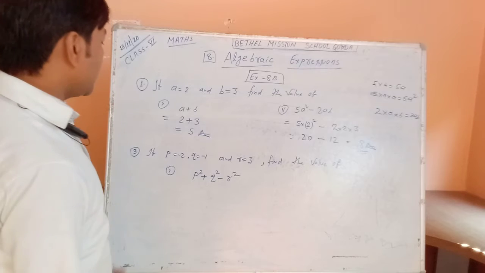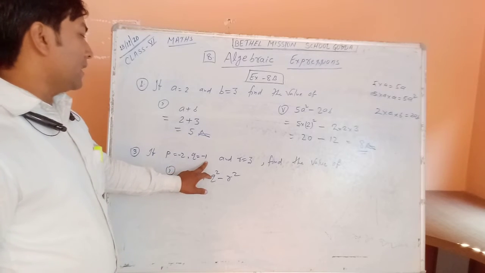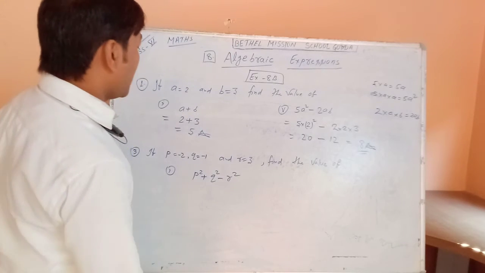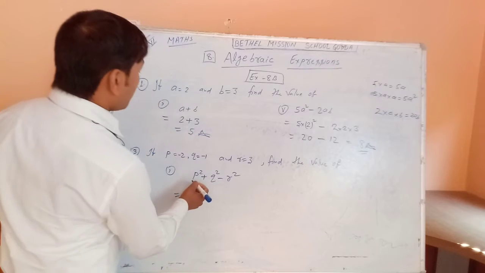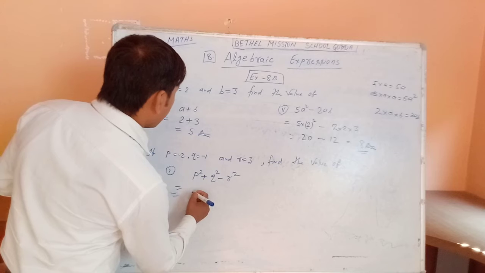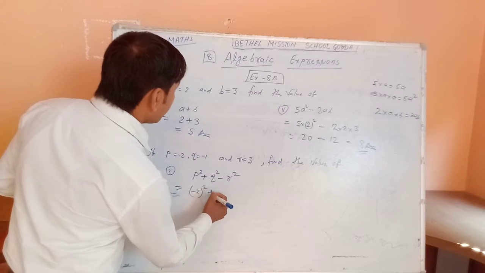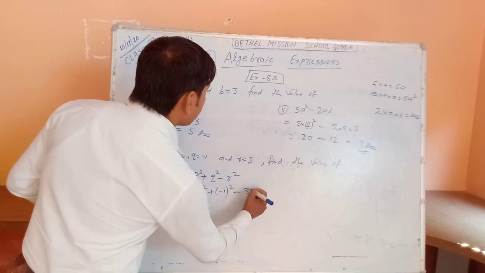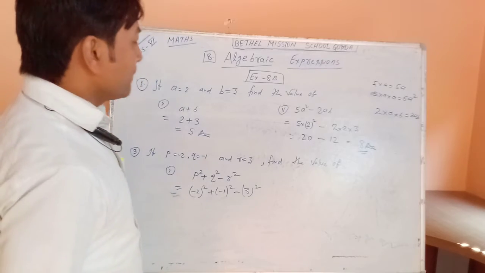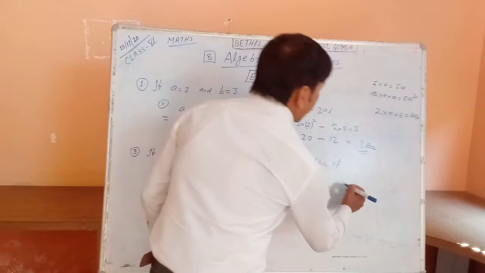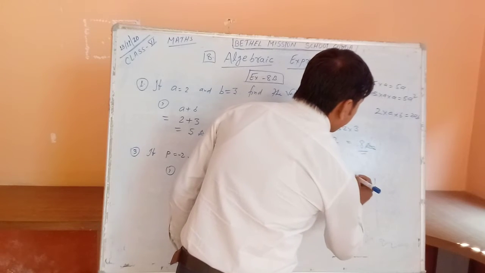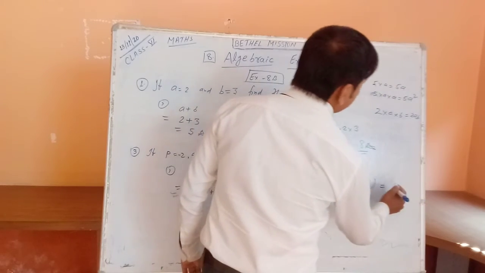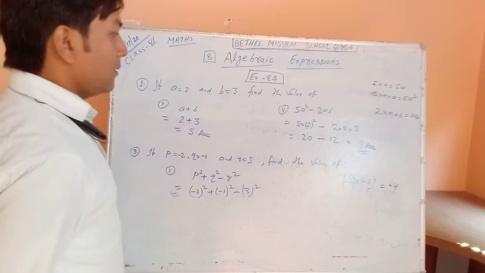Now again, here given p equal to minus 2, q equal to minus 1, and r equal to 3. Find the value of p square plus q square minus r square. So put the value of p, which is minus 2 squared, q is minus 1 squared, minus r is 3 squared. Now when you square minus 2, it means minus 2 into minus 2.